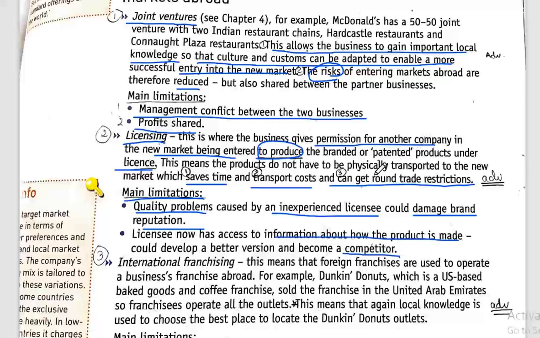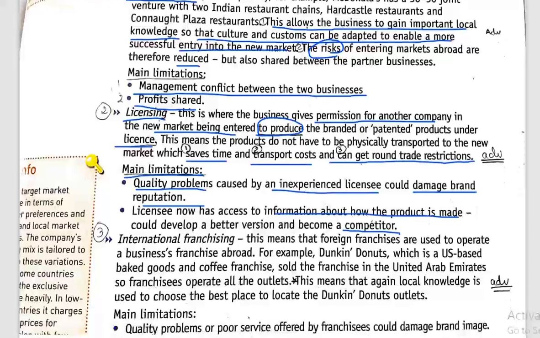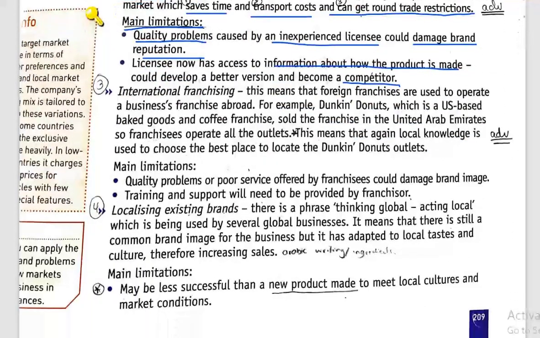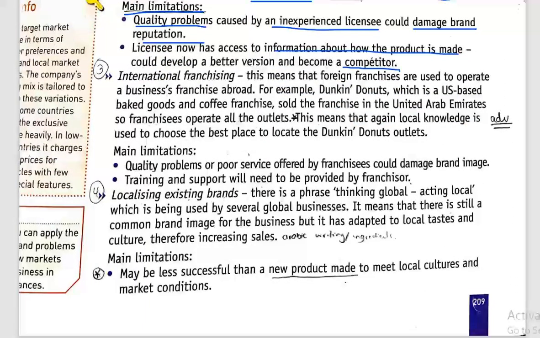So this company that's producing the goods, there is a probability that they're going to know a lot of information that I wouldn't share with any other company. So there might be a chance that they will use this information to produce similar products and become my competitors. We have international franchising.